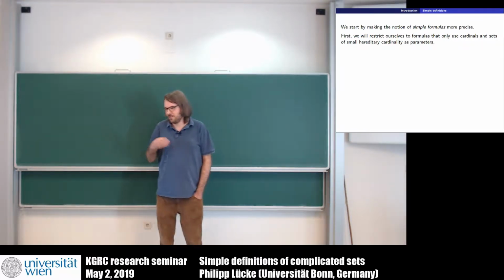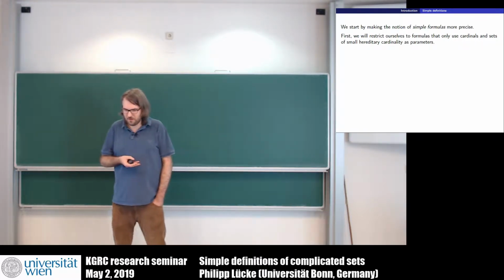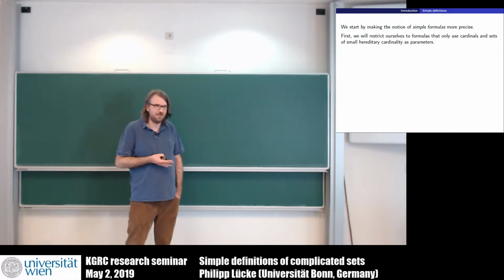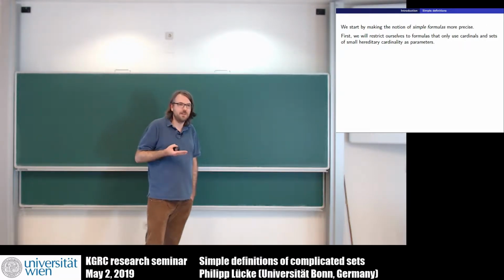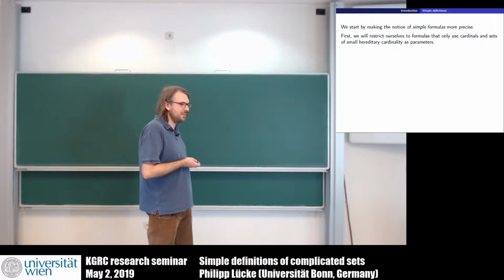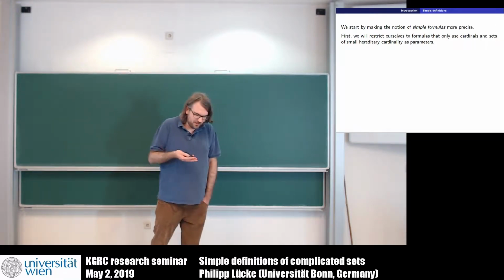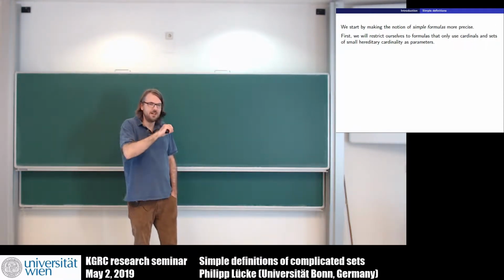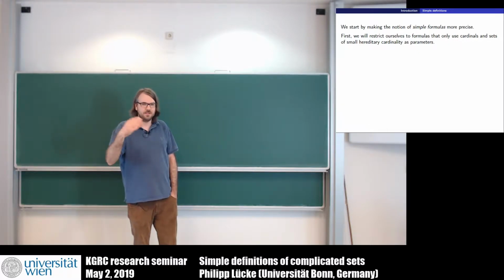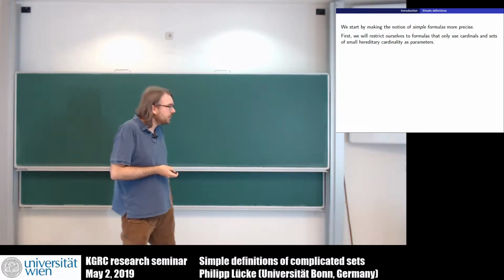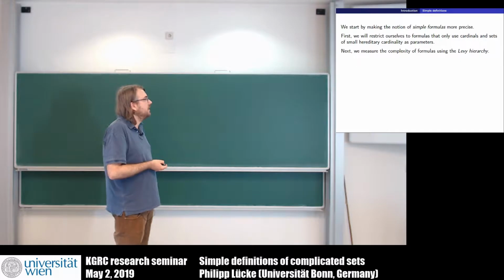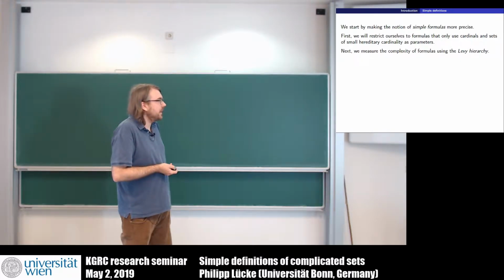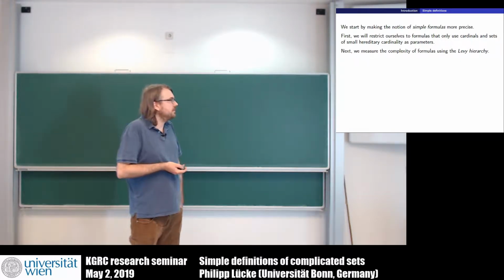To avoid trivialities, I just want to use cardinals and sets of small hereditary cardinality as parameters. So, if you want to check whether you have a definable bistationary set, you don't want to allow the set itself as a parameter. So it's kind of natural to only allow the cardinal you're looking at and sets of smaller cardinality as parameters.